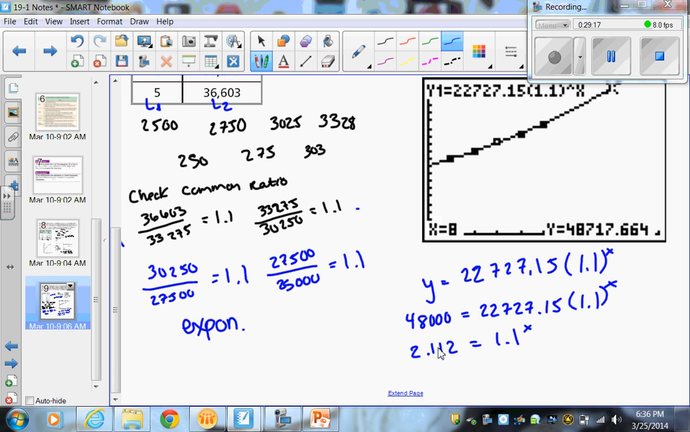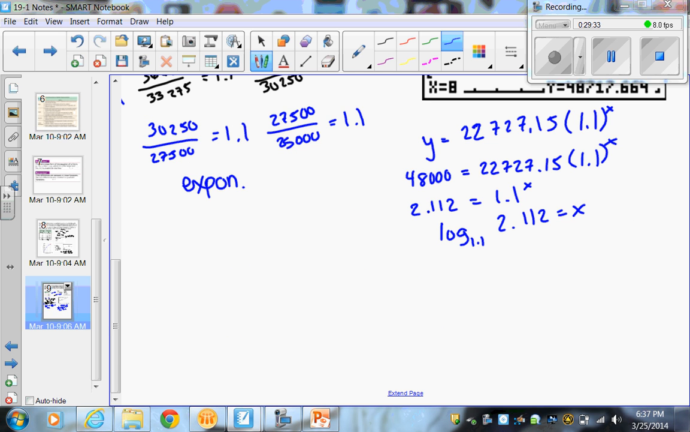And because we're solving for an exponent, we're going to convert this to log. So we have the log base 1.1 of 2.112 equals x. We use our change of base formula, so the log of 2.112 divided by the log of 1.1 would give us x. And we would get that x is about 7.8, which tells me that he needs 8 weeks.